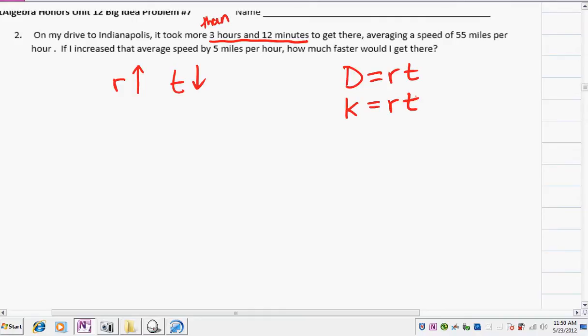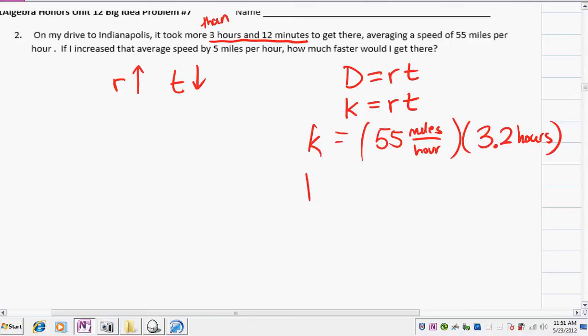What is that constant value, you might ask? Well, we can find that out, because we know that the rate is 55 miles an hour when the time is 3 hours and 12 minutes, which is just 2/10 of an hour, so 3.2 hours. So when we compute that, that becomes our constant distance. In fact, that should tell us how many miles to Indianapolis. And so when we do that, it tells us 176 miles.